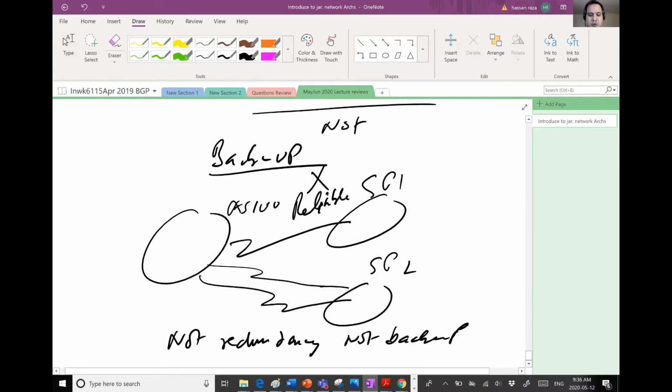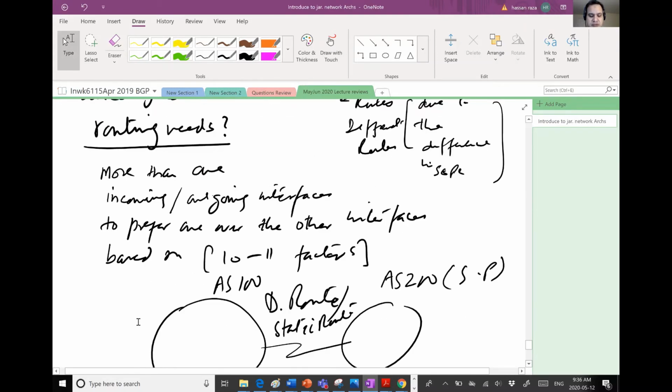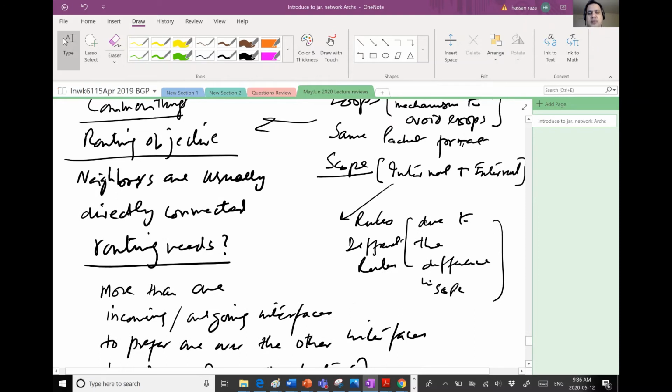So I will go to the core of BGP. The core of BGP is that neighbors are directly connected. They are point to point usually, and the routing need is not routing in conventional means. It's only the preference of one out of many options based on certain traits, based on certain parameters. That's what BGP is. Any question?